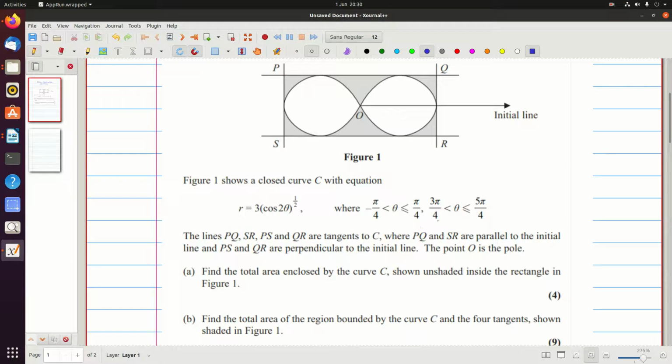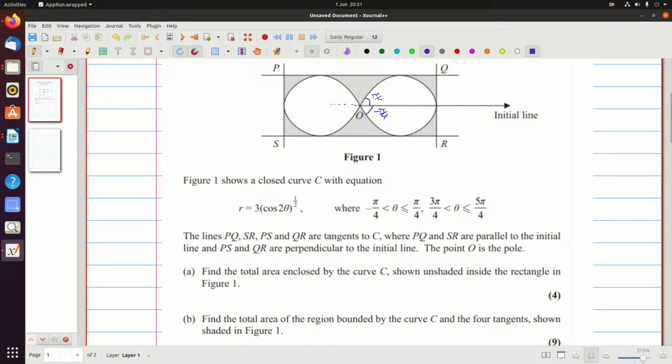Just look at the way they've changed the domain. They've said, okay, for this polar coordinate curve, it's only defined from minus pi over 4 to pi over 4 and 3 pi over 4 to 5 pi over 4. And that's what it looks like on the diagram, because I reckon that's about 45 degrees, pi over 4, under the initial line, minus pi over 4.